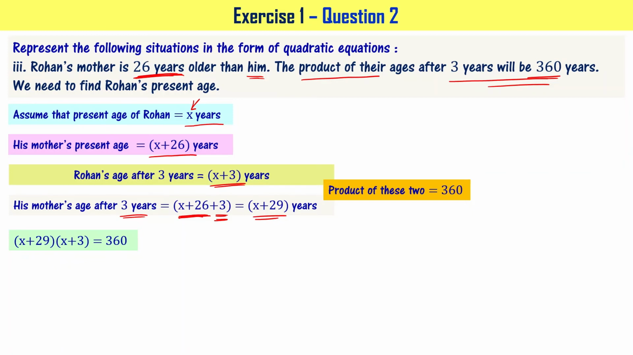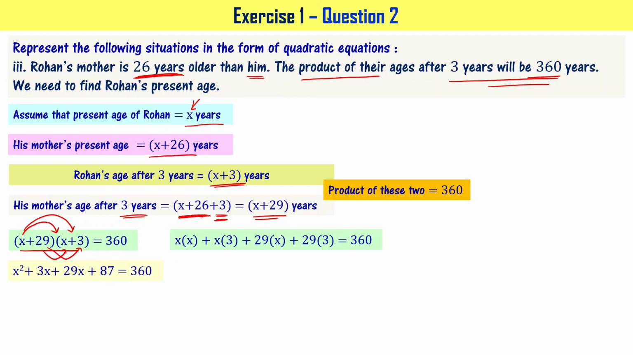Let us express this particular equation in the form of ax square plus bx plus c equal to 0. For that, I have to simplify the left hand side. This is going to be x times x plus x times 3, 29 times x plus 29 times 3, right? That's what I have written, that is equal to 360. x times x is x square, and 3 times x is 3x, and 29 times x is 29x. 29 times 3 is 87, that is equal to 360.